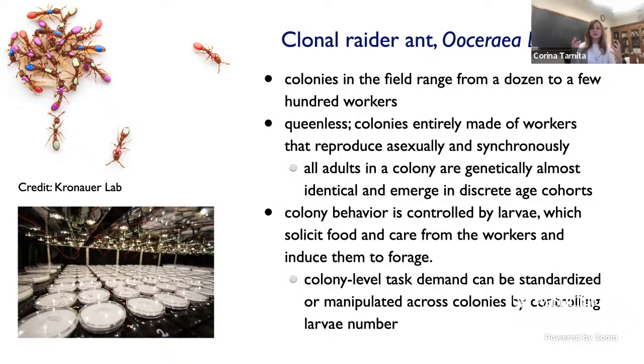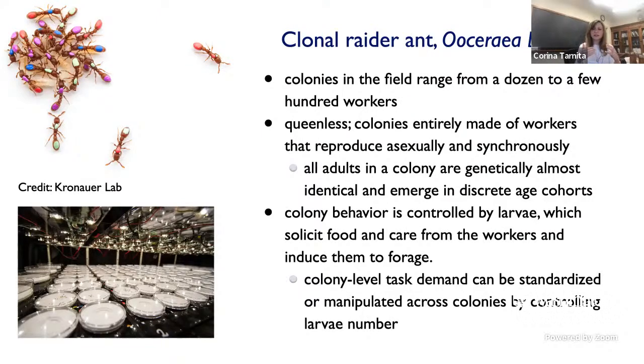And so that makes it fairly easy to create the conditions for checking what happens as you increase group size, but do that with groups that are as homogeneous as we could possibly make them, to avoid them possibly harnessing anything that comes from having a diversity of sizes or ages or genotypes. And finally, the other really important thing about the system is that colony behavior is entirely controlled by the larvae, which solicit food and care from the workers and therefore induce them to forage.